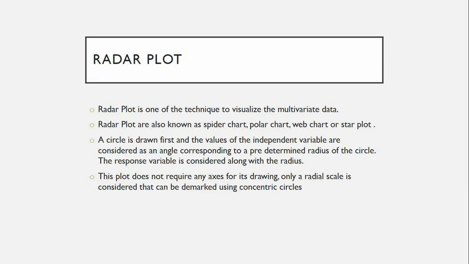A circle is drawn first and the values of the independent variable are considered as an angle corresponding to a predetermined radius of the circle. The response variable is considered along with the radius. This plot does not require any axis for its drawing. Only a radial scale is considered that can be demarked using concentric circles.